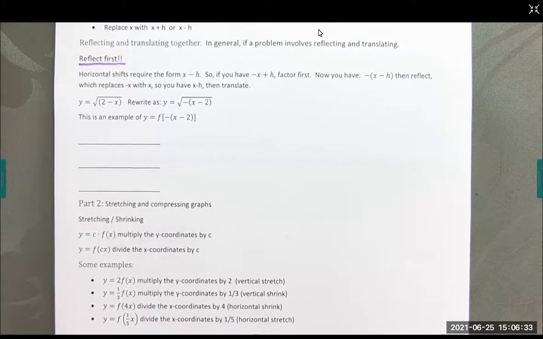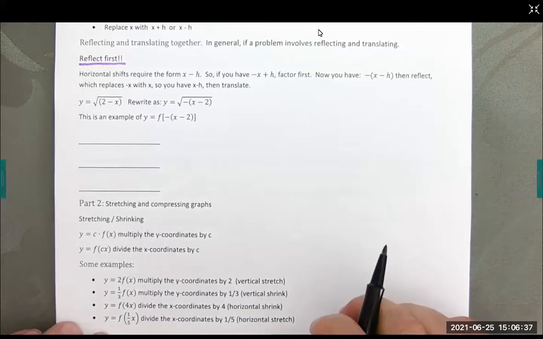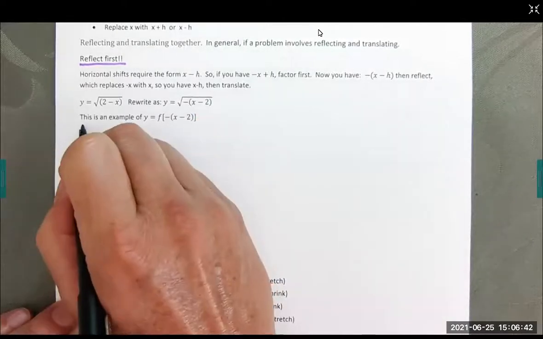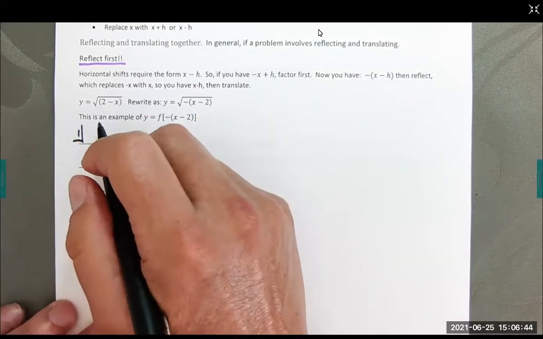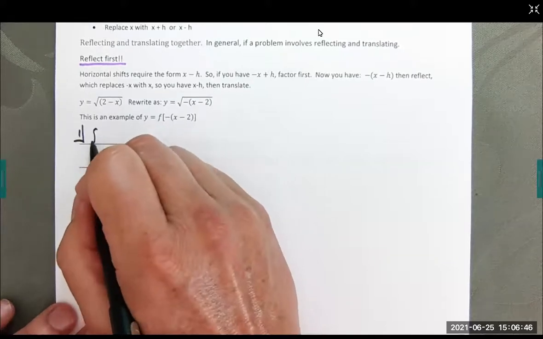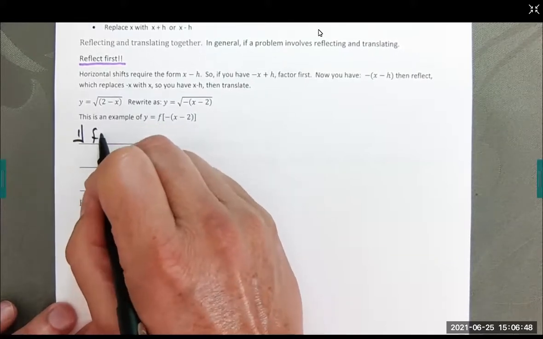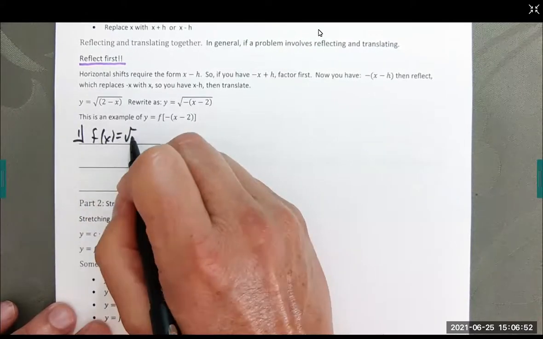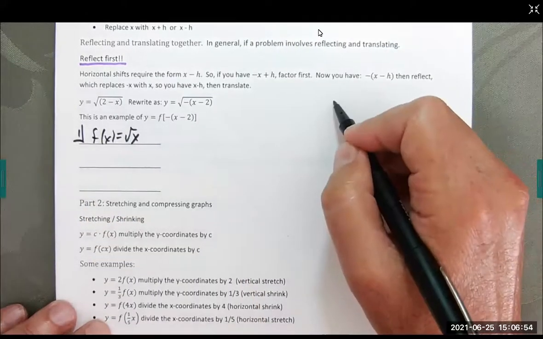So let's take this function here, y equals 2 minus x, and factor the 1 out. What we're going to do first is we're going to write down the parent function. Parent function in this case is root x. Now let's see what that looks like.